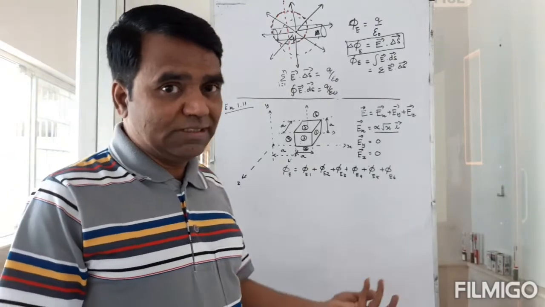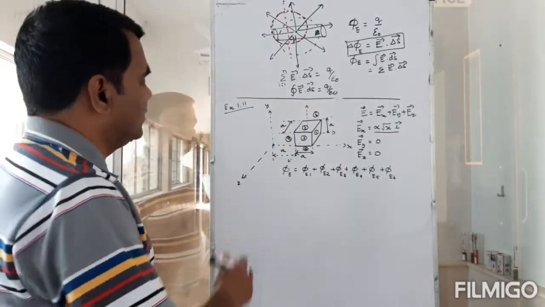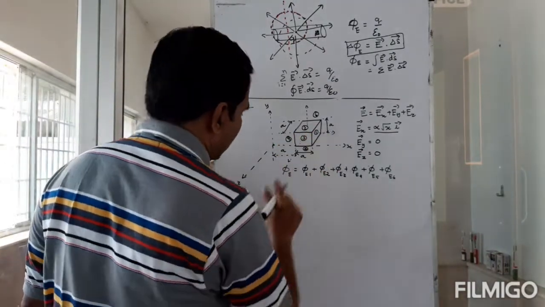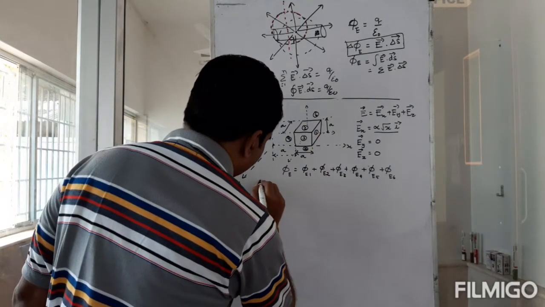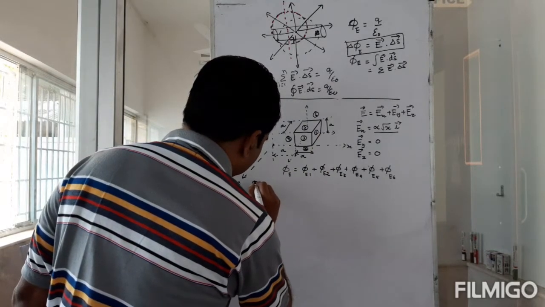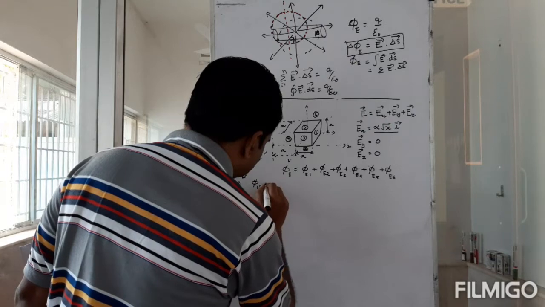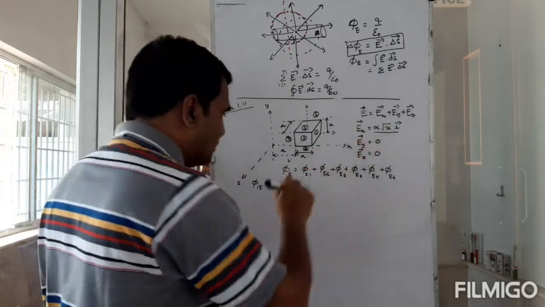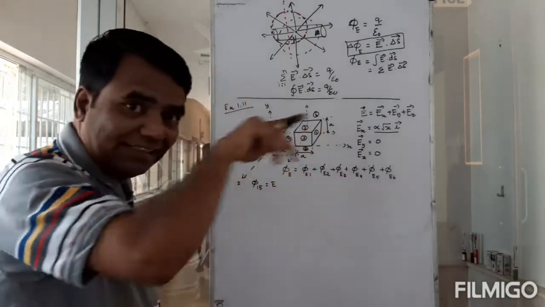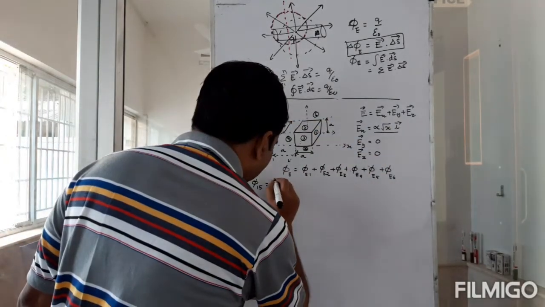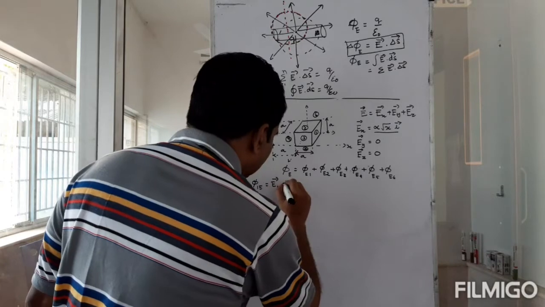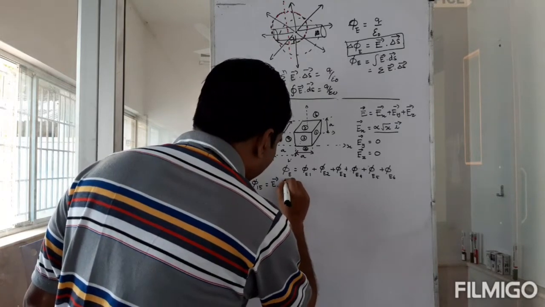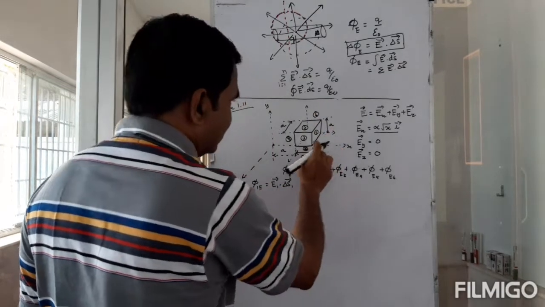Now, how do I find it? Well, first, flux through surface 1. Flux through surface 1, phi 1E is equal to E at that point, right? E at that point, E1 dot, then delta S1, this surface vector.